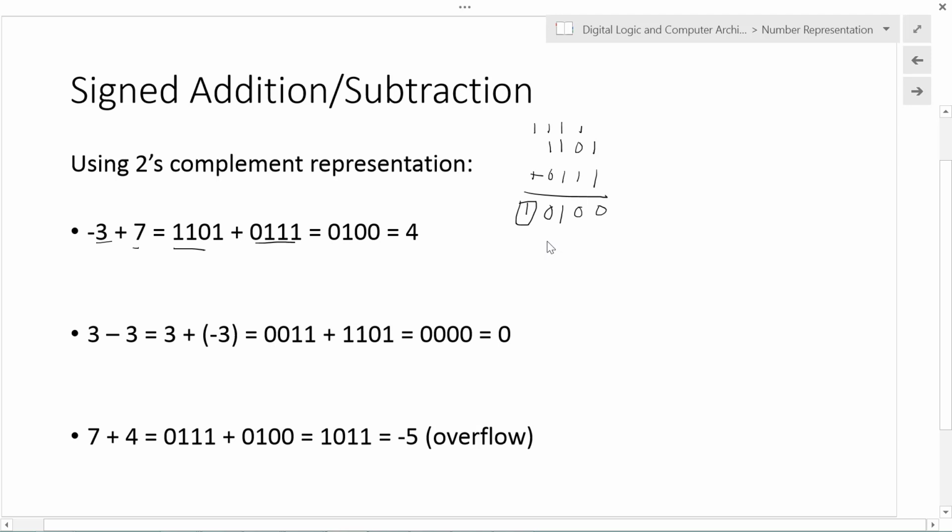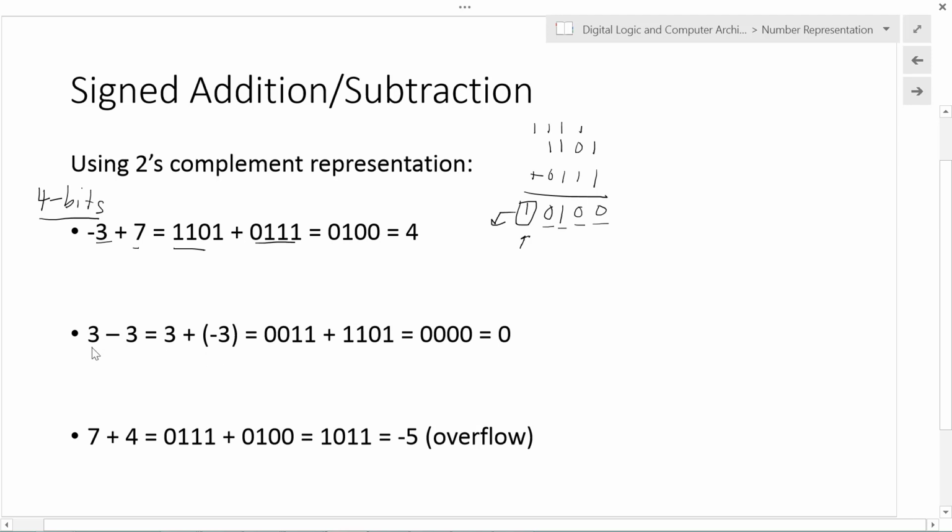But what happens to this? Well, when we're doing signed addition and subtraction here, we need to remember that we need to declare the number of bits in our numbers. These are 4 bits here, right? So this extra 1 just falls off the edge of the world. And we're left with 0, 1, 0, 0, or the number 4. So 7 minus 3 is 4. Because we have a 5th bit here, we ignore that because we're working with 4-bit numbers.